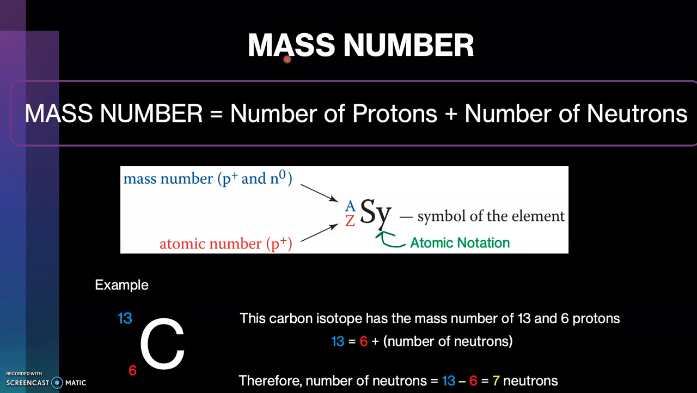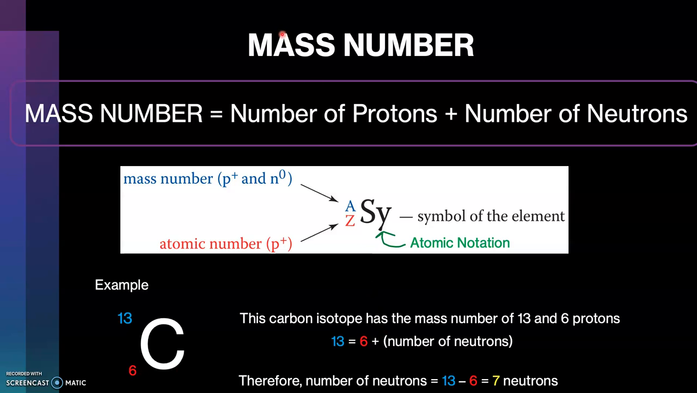You can calculate it from the mass number, because the mass number is defined as the sum of protons and neutrons in the nucleus. You can find the mass number in the atomic notation. Sometimes it's given to you in the question. We talked about atomic notation on Monday. In the atomic notation, the top left shows you the mass number. The bottom left shows you the atomic number. For example, the atomic notation of carbon 13: this carbon isotope has a mass number of 13 and an atomic number of 6.